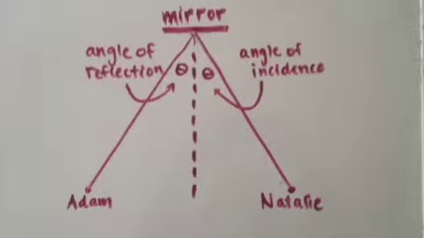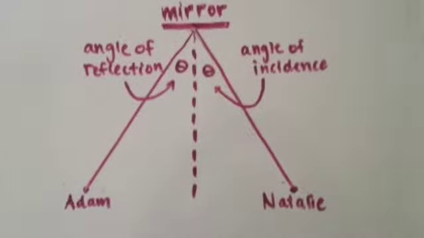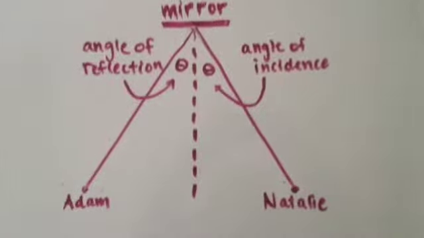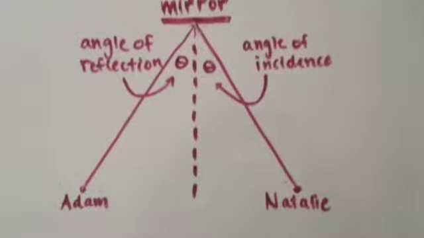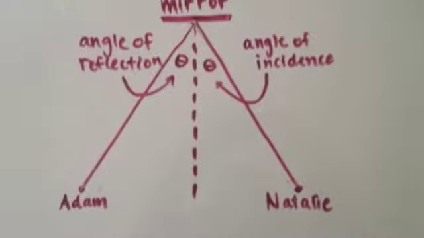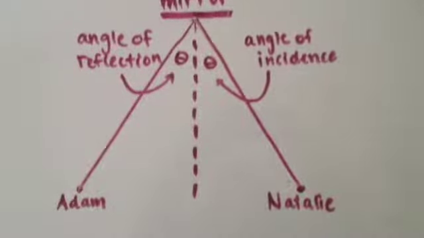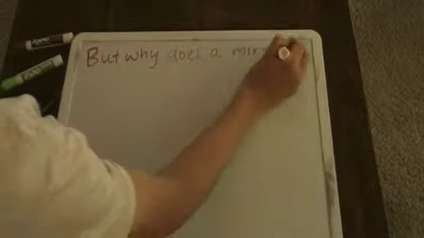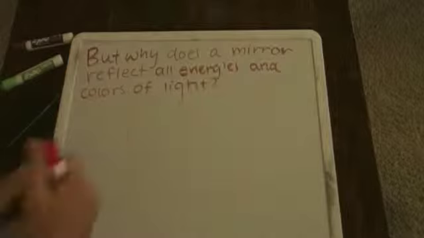What happened? Whenever you see into a mirror, there is an angle of incidence and an angle of reflection. When Natalie stands in Adam's angle of reflection, they can see each other. However, if Adam changes his angle relative to the mirror, then both angles are changed and they can no longer see each other. But why does a mirror reflect all energies and colors of light?